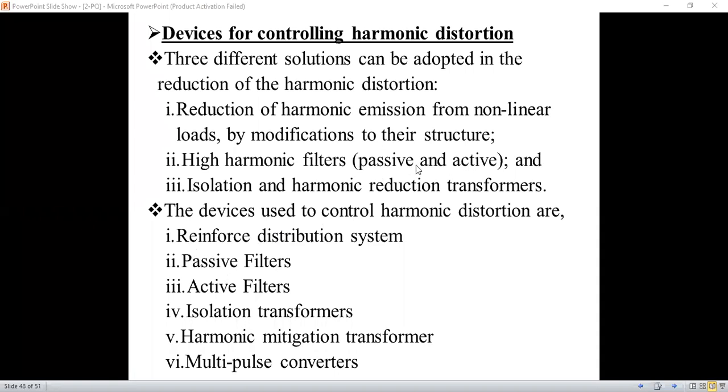That is filters we have referred here now, that is called active filters, passive filters. So the isolation transformers we can consider, high harmonic mitigation or reduction transformers we are going to use here now. So multipulse converter we can use, instead of 3 pulse, 2 pulse, that is 1 pulse, we can use the multipulse converter, that is called 12 pulse converters. They will reduce less harmonics over there. So you have to increase the pulses. So these are the devices we are going to use for controlling the harmonic distortions here now.